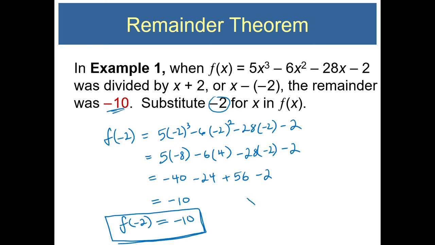So if I'm dividing by x plus 2, then f of negative 2 is going to give us the remainder negative 10 in this case. Again, if I divide by x plus 2 to my polynomial, that would imply that f of negative 2 equals negative 10. So think of the opposite when you're using x plus 2. It's actually implying f of negative 2 equals negative 10.